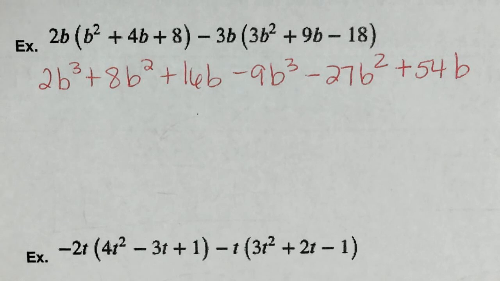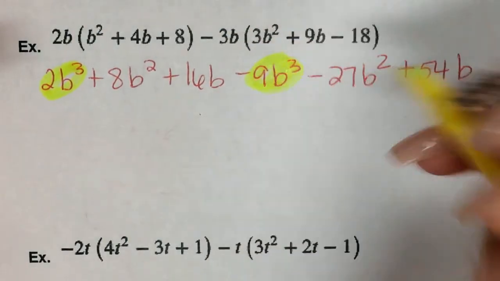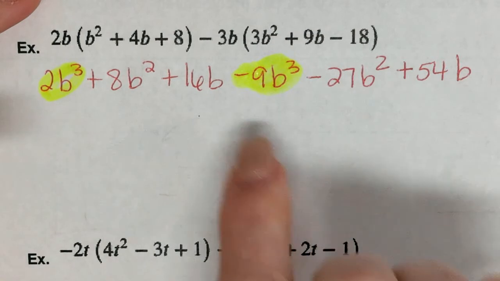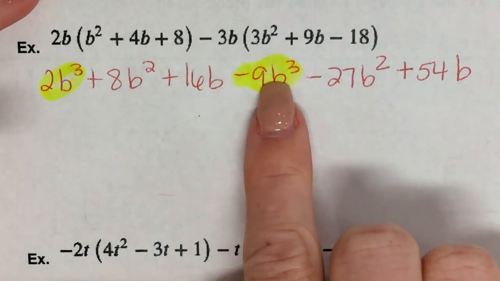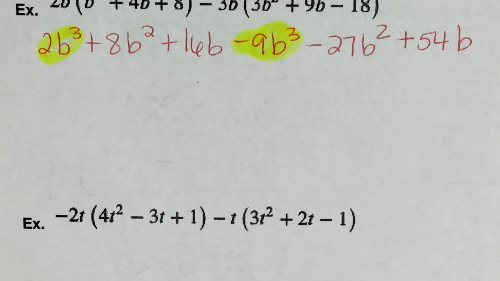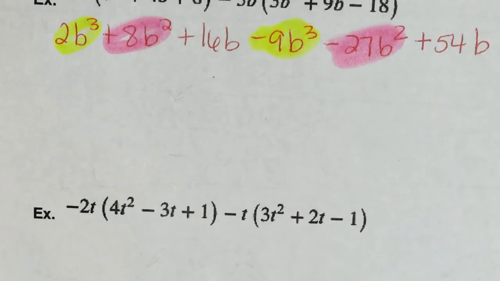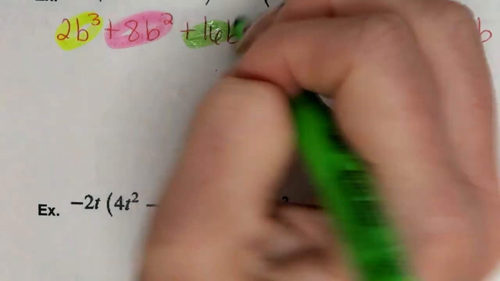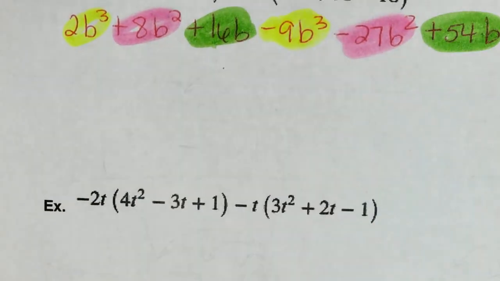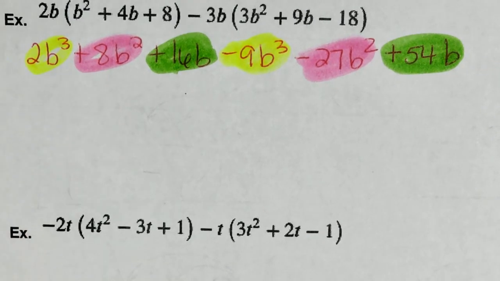Now, if you're anything like me, you're going to use highlighters just because it makes my life easier. If you don't need to, you don't need to. I got b cubed can go with b cubed. But I have to make sure if I'm highlighting that the sign in front of it goes with it. Then b squared goes with b squared, and regular b goes with regular b. It's going to be a trinomial because there's 3 colors.